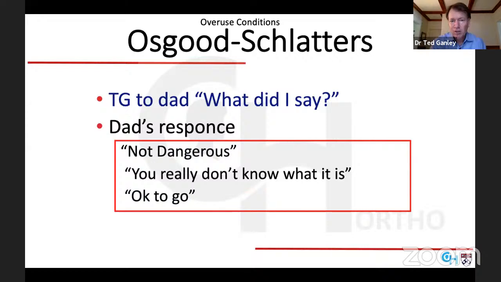So I said, can you repeat what I said? And his response was, it's not dangerous. You really don't know what it is. And it's okay to go. And that to me highlighted that you need to communicate not simply with the person in the room. You need to make sure that everybody in the family has that information.